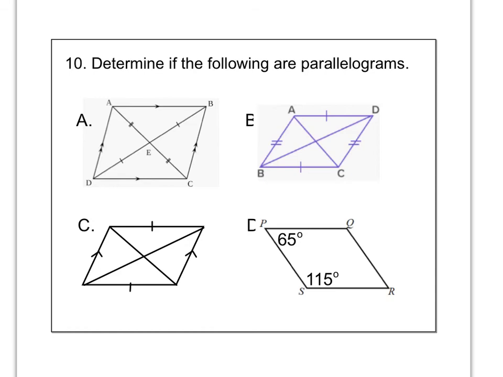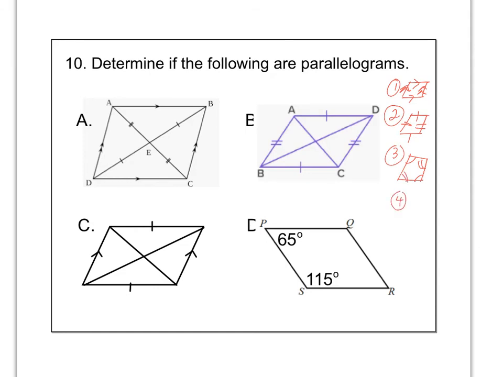So there are 5 tests to know if something's a parallelogram. The first one is if opposite sides are parallel. So if you have a little parallelogram and you know these are parallel and these are parallel, that's enough to know it's a parallelogram. The second way to know if something's a parallelogram is if opposite sides are congruent. The third way to know is if opposite angles are congruent.